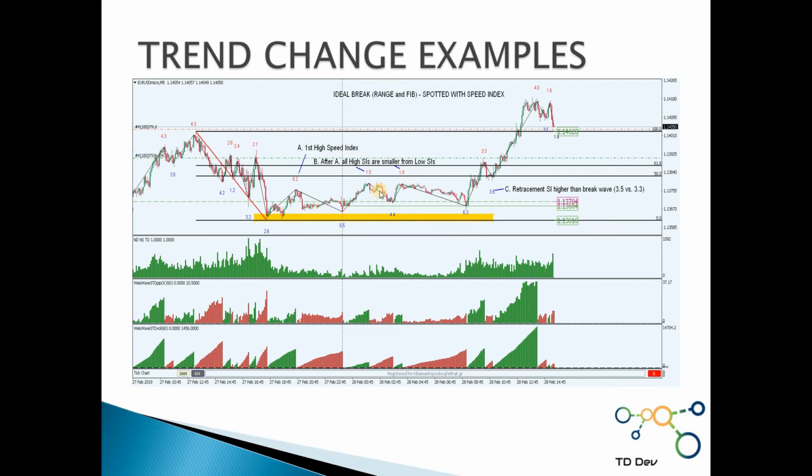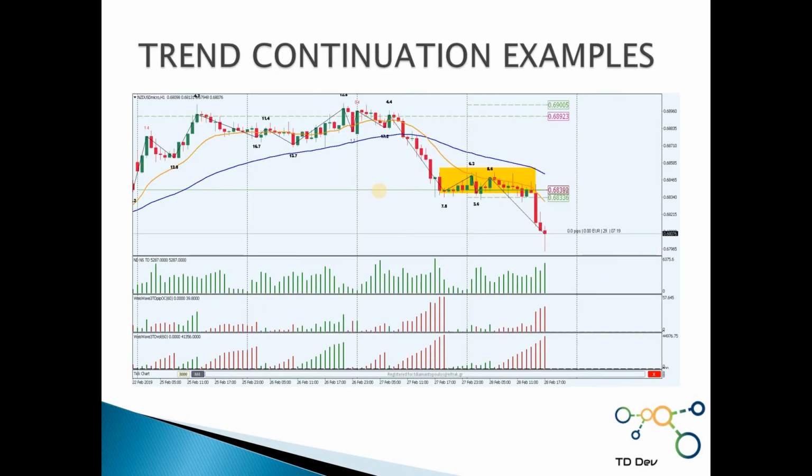Now let's look at another example. This is a trend continuation example. So right here we're in a downtrend, we're going down, and then we see a 7.8 speed index. The up is 6.3, the down one is 3.6, so it's less than the previous one.